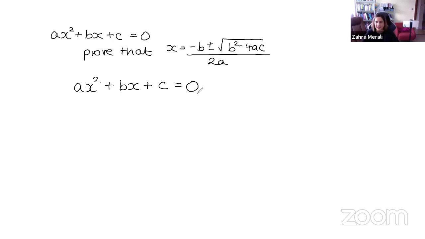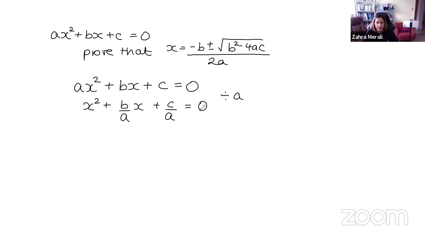So my first step is I'm going to divide through by a. I'm going to divide everything by a. When I do that, I get x squared plus b over a x plus c over a equals 0. Now we've got it in the form which we know how to complete the square for.